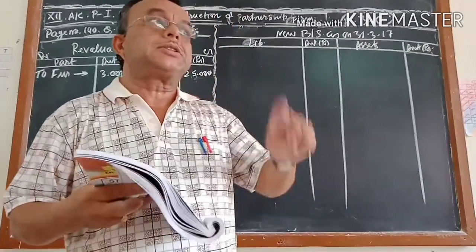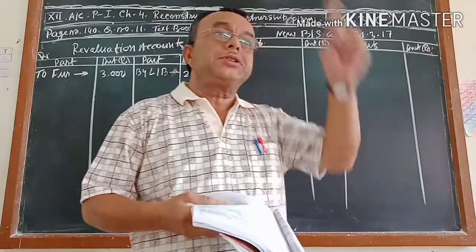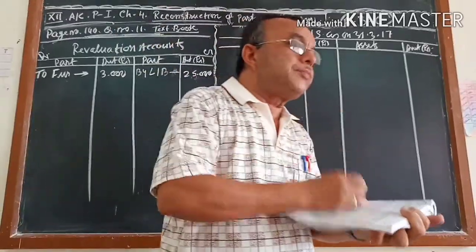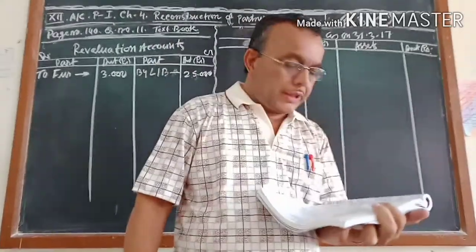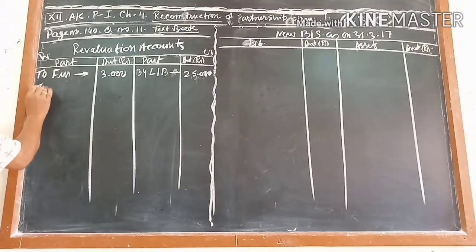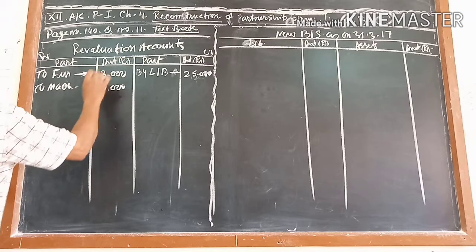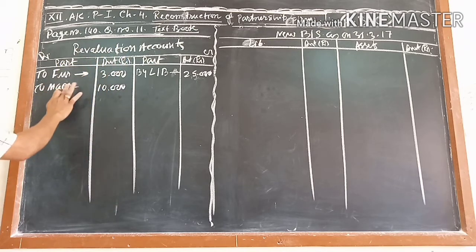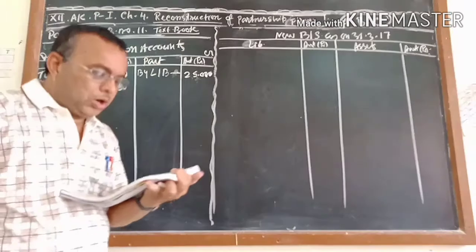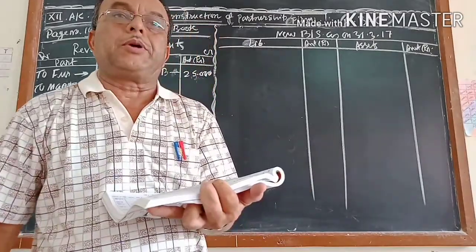50,000 is the 100%. The market price became 80%. That means it was reduced by 20%. 20% of 50,000 comes to 10,000. So 10,000 is reduced in the machinery account. How much? 10,000. Revaluation account debit to machinery account. Machinery is reduced.